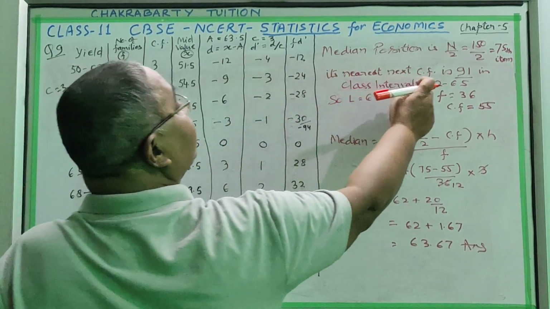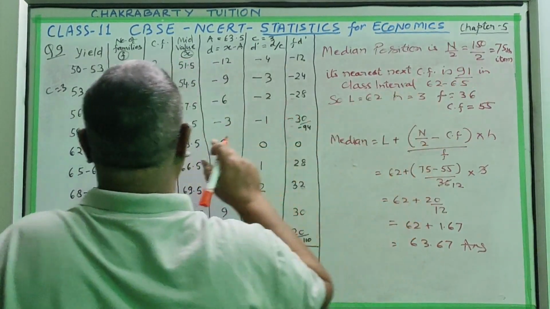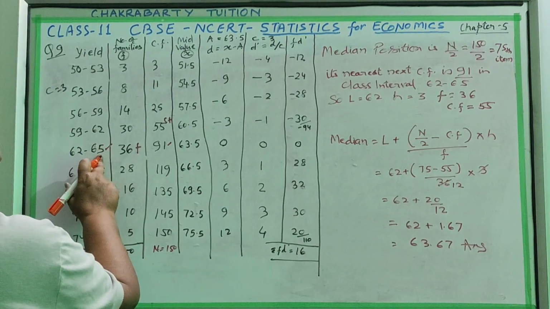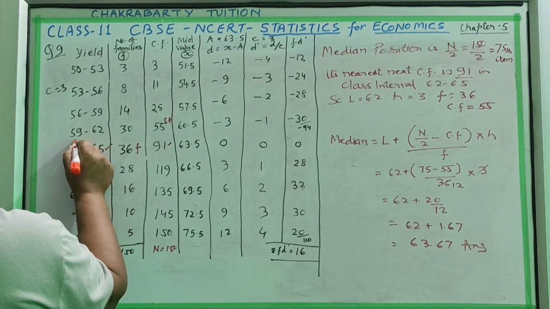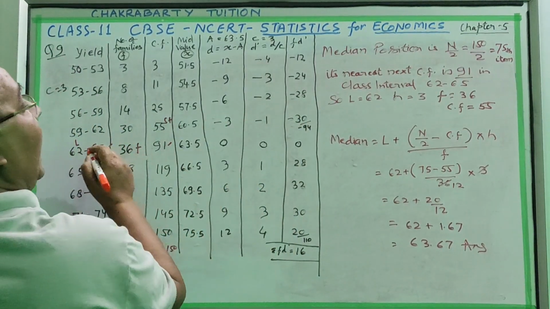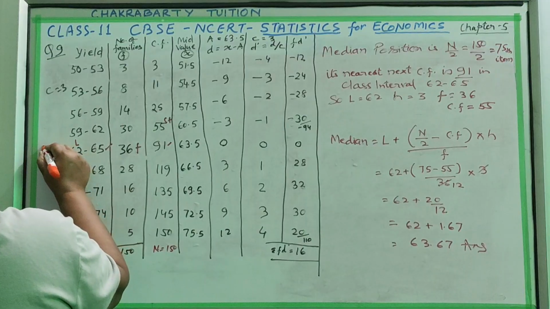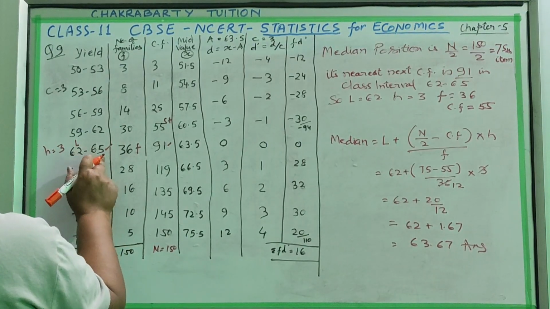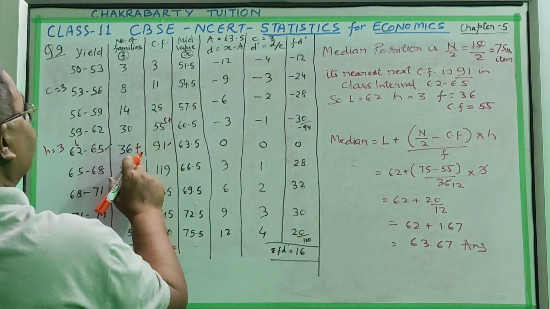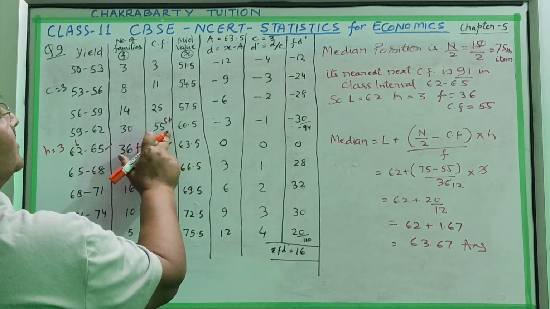It means it is the nearest of 91. You take the class interval of this. So for 91, its class interval is 62 to 65. So lower limit L will be 65, and your difference h will be 3. Okay, h will be 3, the difference between both the class sizes. Now we have to find out all the figures. This is the frequency and cumulative frequency of the previous class, also CF is written.